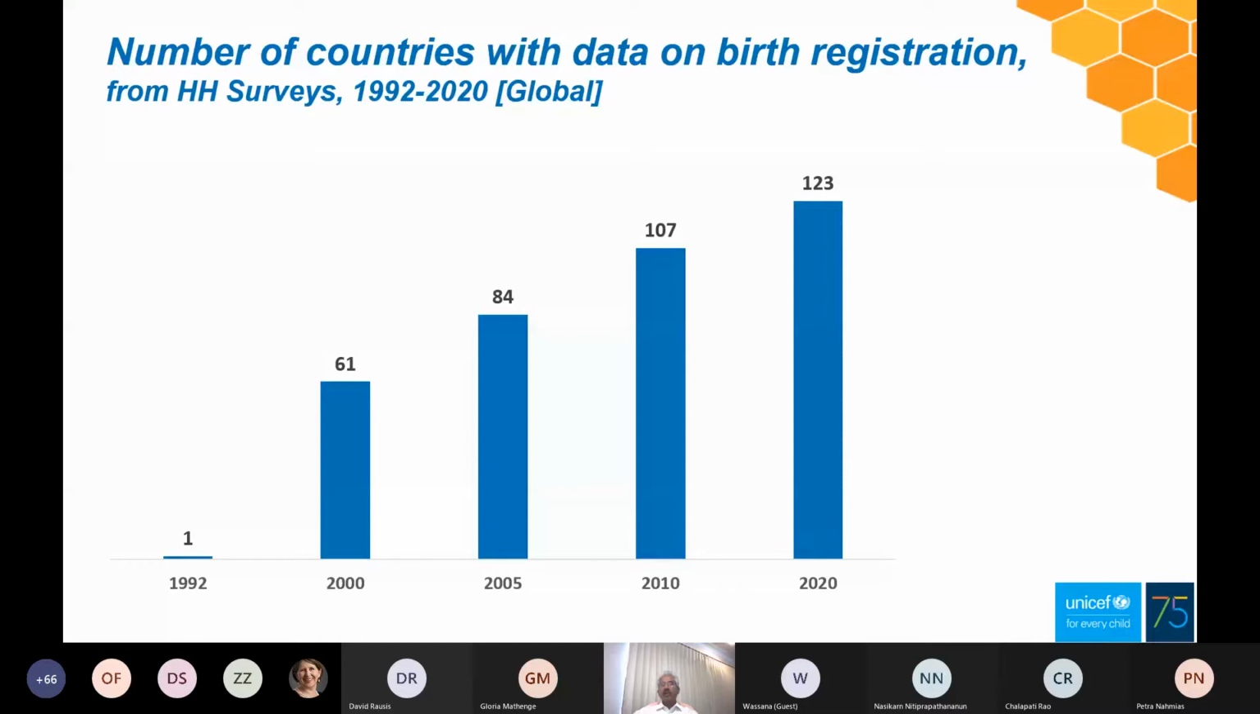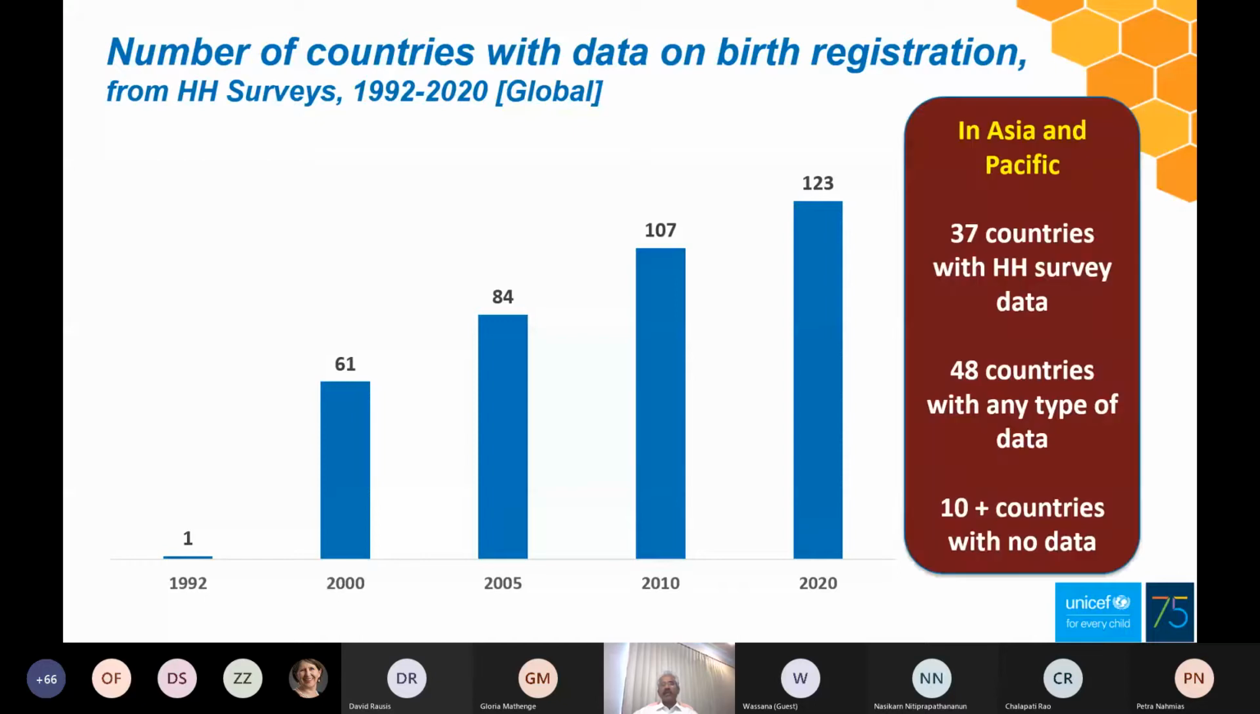And again, if you look at the Asia Pacific, we have 37 countries with data on birth registration coming from household survey data. And if all sources are put together, there are 48 countries. But still there is a gap: more than 10 countries with no data appearing in the global database when it comes to birth registration.